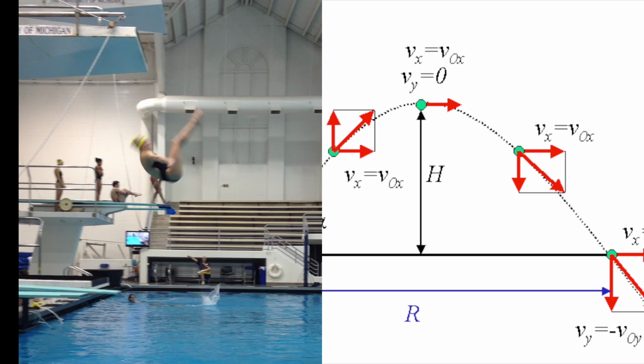Throughout a projectile motion, we assume that the horizontal velocity stays constant, though this is not necessarily the case. We disregard any possible air resistance, which would change both the horizontal and vertical velocities.